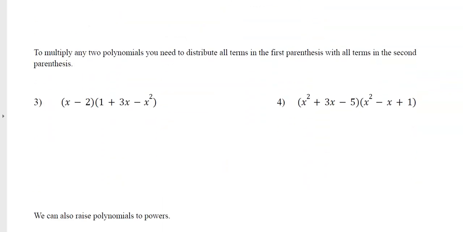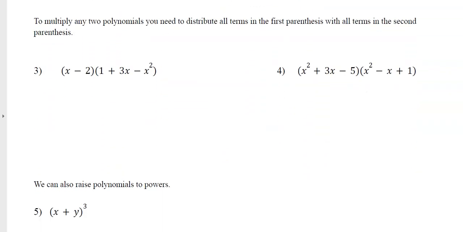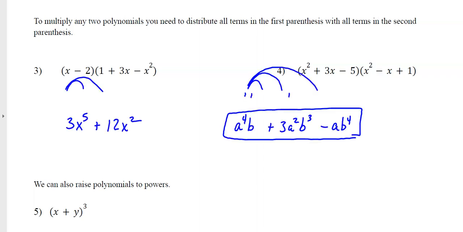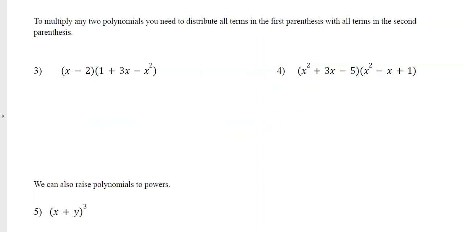So now we're going to move down to where we're multiplying 2 polynomials together. So you basically need to distribute all the pieces from the first parentheses into the second. Some people prefer to use, this is probably the fastest method, double distribution. So I'm going to take this x, and it's going to get multiplied by all 3 pieces. So x times 1 is x, x times 3x is 3x squared, and I'll have minus x cubed.